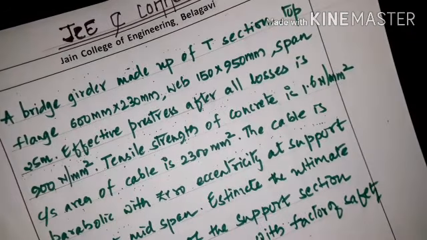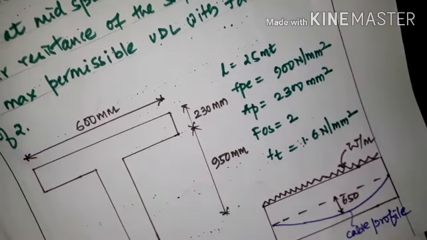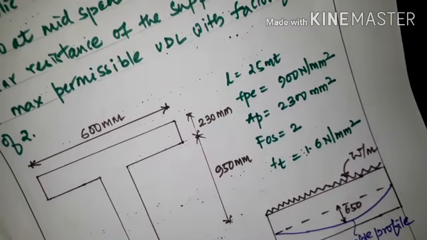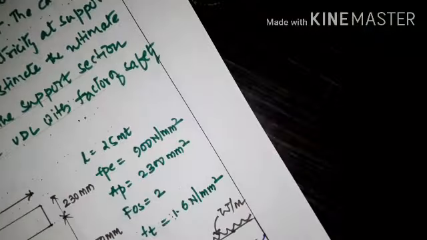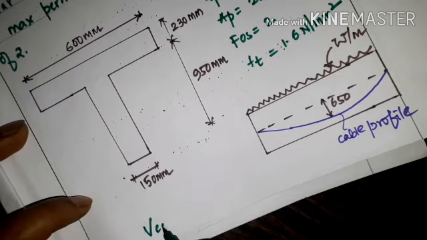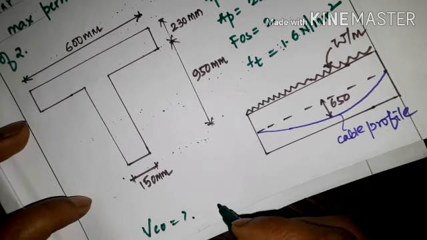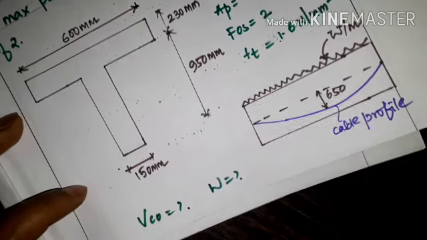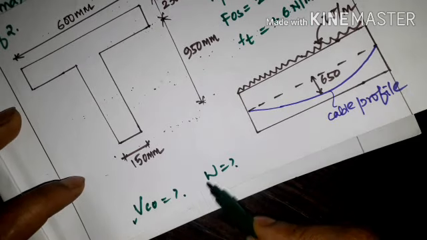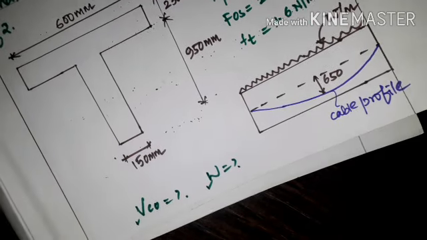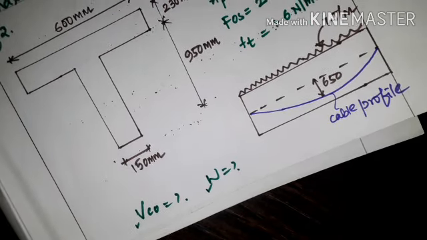So we have the given data and the sketch. We'll start with the solution. First of all we have to find the shear strength VCO and the W; both we have to find, the shear strength and the maximum permissible UDL over the beam.